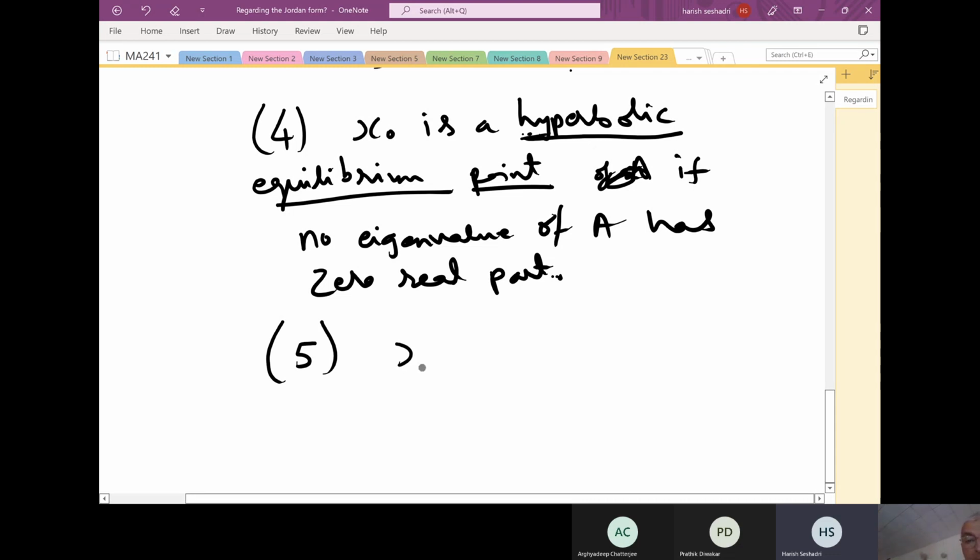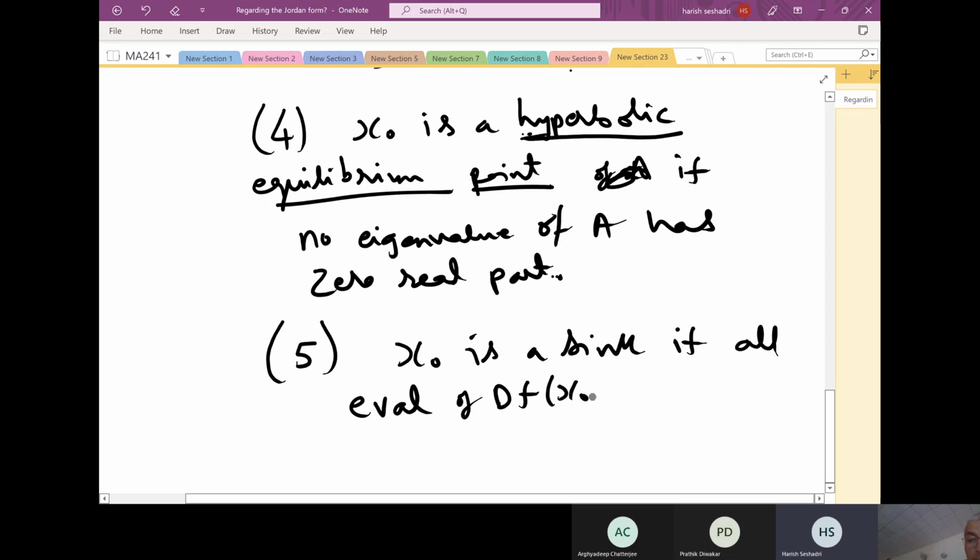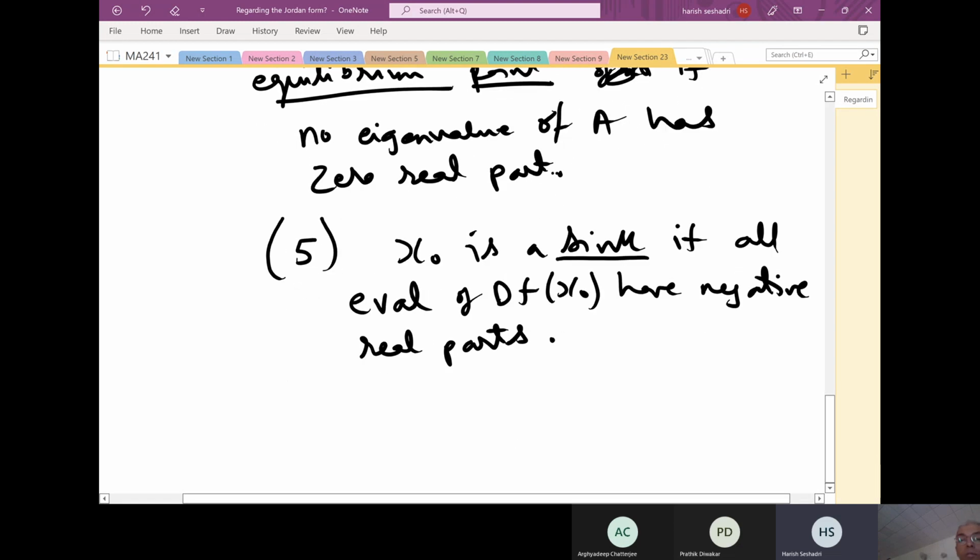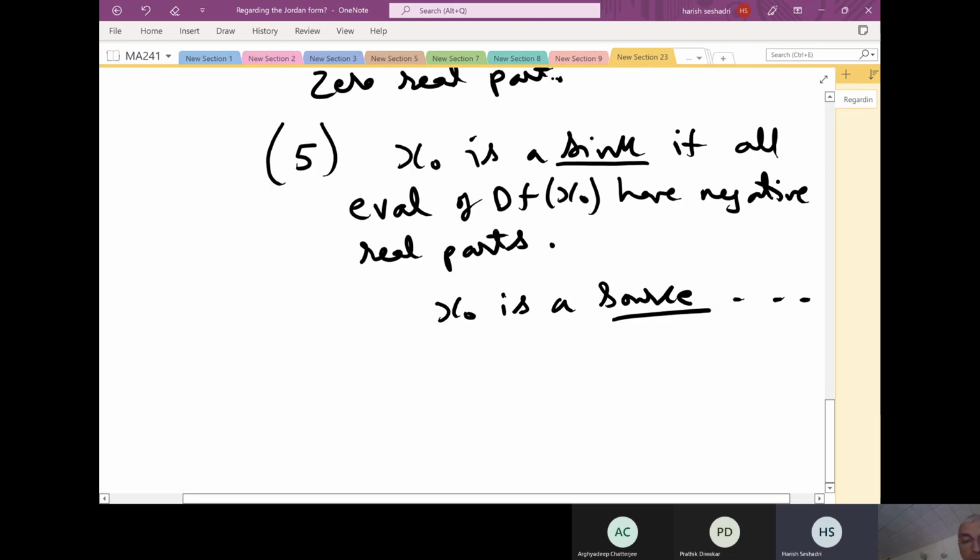The next one is, of course, something we had already seen. We'll say x naught is a sink if all eigenvalues of df at x naught have negative real parts, and otherwise you'll say it's a source if all eigenvalues have positive real parts.